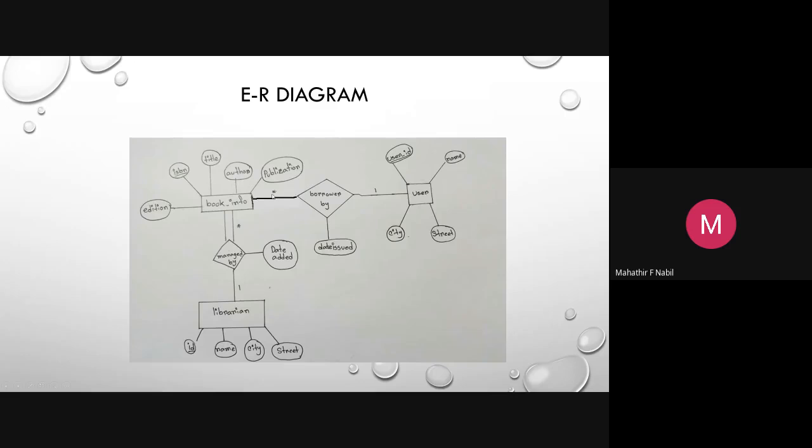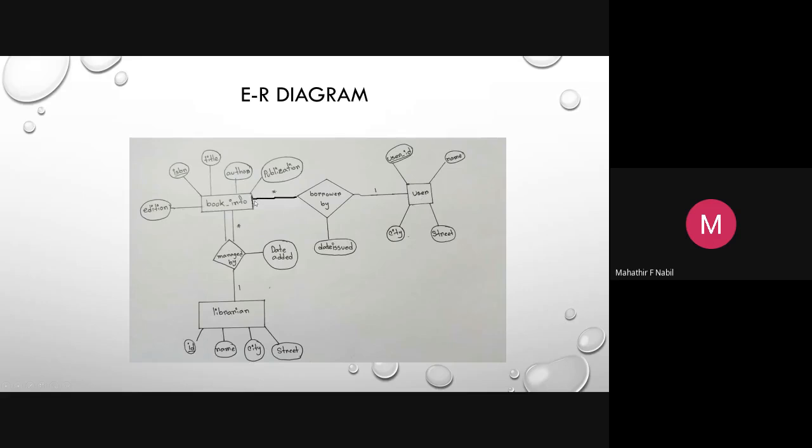So this star means many. Many books can be taken by one user, but many books cannot be taken by more than one user. If it could have been taken by more than one user, then here also a star would have been present. And here we see that there is a single line, right? So this relationship is a many to one relationship from the book side to the user side.